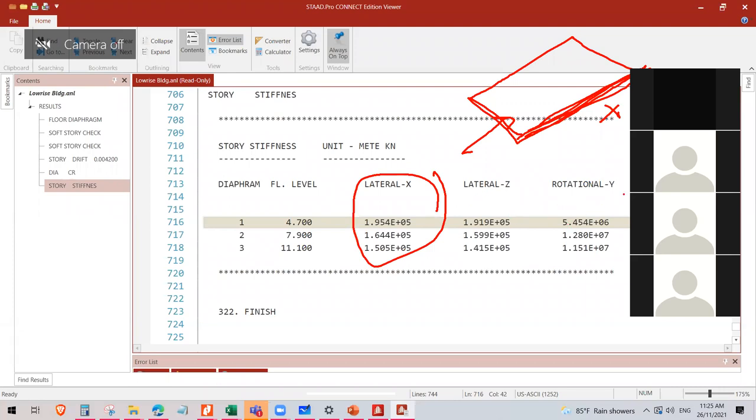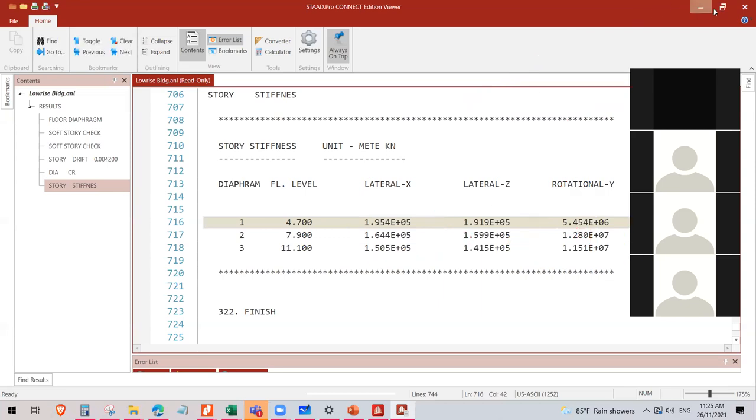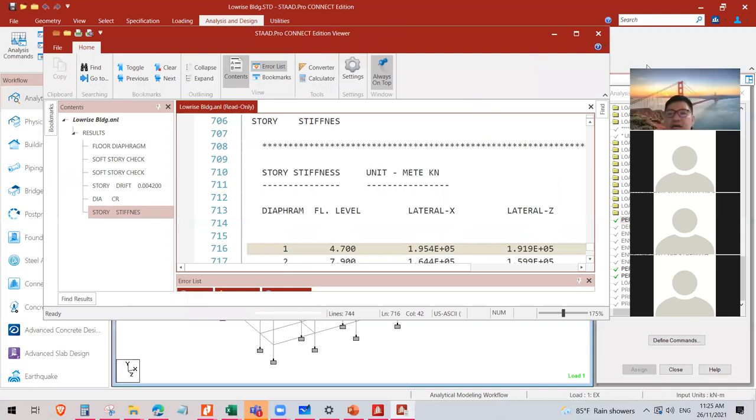Now, how about rotation? So, 5.5, 1.28, kahit hindi nyo natingnan to. Tingnan nyo na lang yung exponent ng rotational stiffness. 6, 7. So, ibig sabihin, way too higher yung rotational stiffness ng building compared sa lateral. So, what does it mean? Without doing dynamic analysis, it shows that it's likelier na mag-translate yung building mo either sa X or sa Z direction than umikot siya during earthquake. Kasi ang lakas ng rotational stiffness niya.